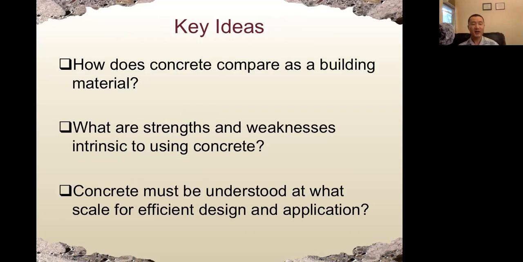All right. So the key idea for the first lecture of this class: you should think about how concrete compares to other building materials such as steel and wood. Concrete is strong under compression, but weaker under tension. Concrete is a very economical material, and it has some major components such as cement, water, sand, and coarse aggregate. So what are the strengths and weaknesses of concrete compared to steel? And at what scale must concrete be understood so we can design and use these types of materials more efficiently? So these are some of the questions for you to think about after this class.